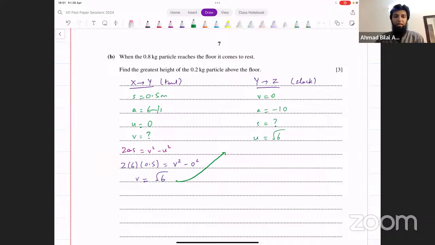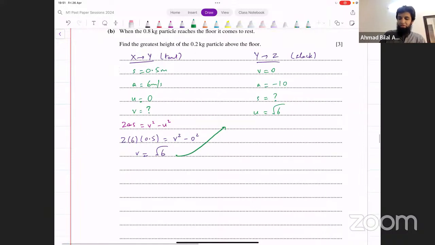All right. And now we can find the displacement for the second part of the journey and see what that turns out to be. Let's find that. For the second part of the journey, again, we can use the same equation here as well. 2as equals v squared minus u squared. What would that be? 2 into minus 10 into s equals 0 squared minus under root 6 whole squared. What do we get from this?